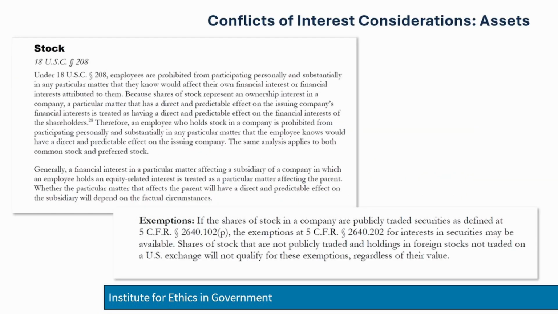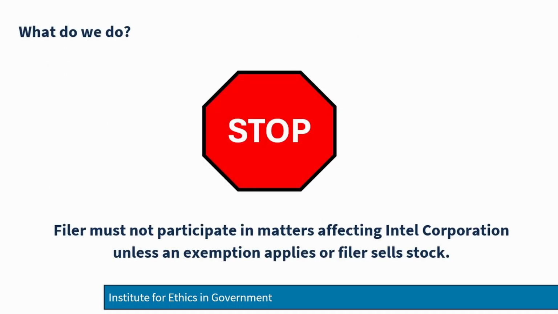The collection has our first course of action. We must tell our filer to avoid participating in any government work that would affect the financial interests of Intel. Then we can decide if a regulatory exemption might apply. In this case, there is an exemption for publicly traded securities valued at less than $15,000. If our filer has more than $15,000 worth of Intel, and we need the filer to work on matters affecting Intel, we can direct the filer to sell all or some of the stock in order to break the nexus.